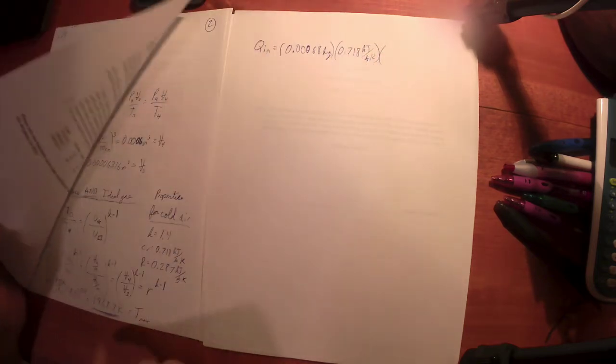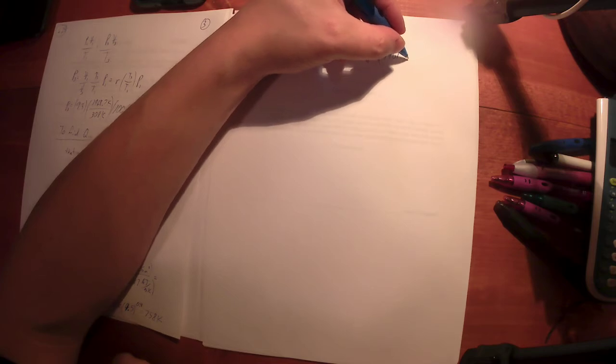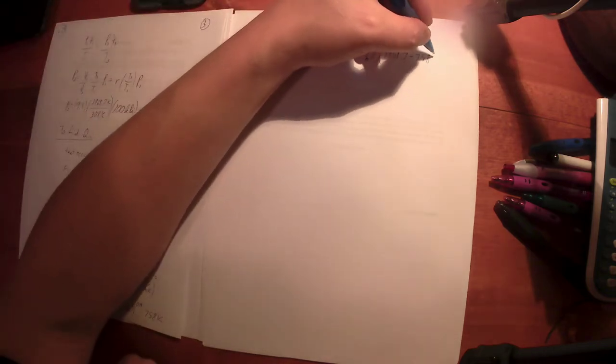We said earlier T3 was 1968.7. That's probably too many digits, so that's okay. 1968.7 minus 758. You could go ahead and write the kelvins twice. I'm just going to factor it out and write it once.